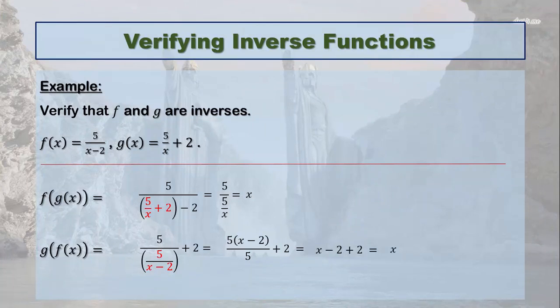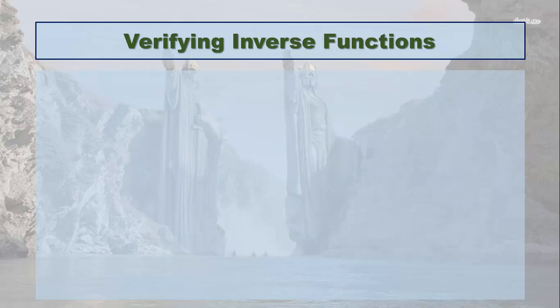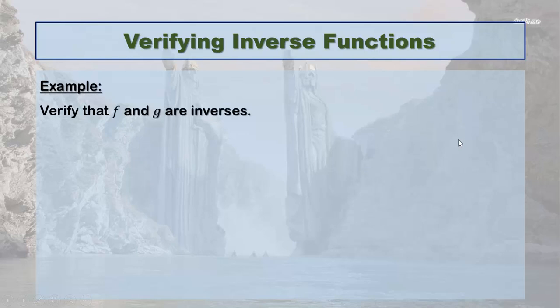All right, one more example. And I'm going to have you do this one on your own if you can. F of x equals 4x minus 1, and g of x equals x plus 1 all over 4. So I'd like you to pause the video, verify that both composite functions result in x.